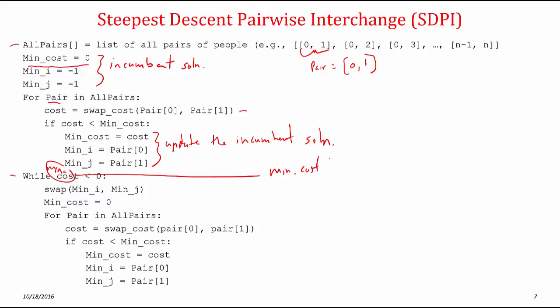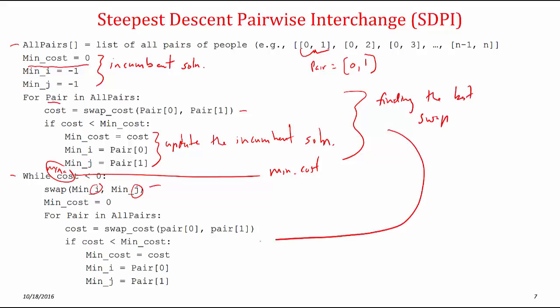And so if that min cost is less than 0, that means we found an attractive swap. And so what we do in our while is we then make that swap. So I'm then going to swap person i and person j from our current incumbent solution. Once I've made that swap, I'm going to go back in and do the whole thing again, because some subset of our swap costs will also be updated. So I'm going to go back in and recompute. So this is finding the best swap.